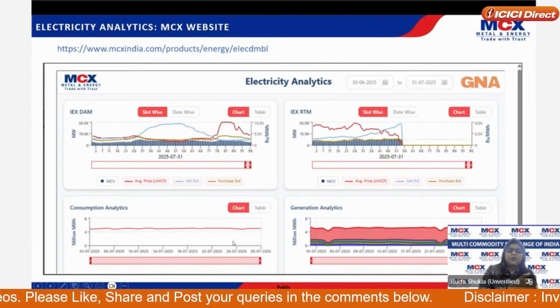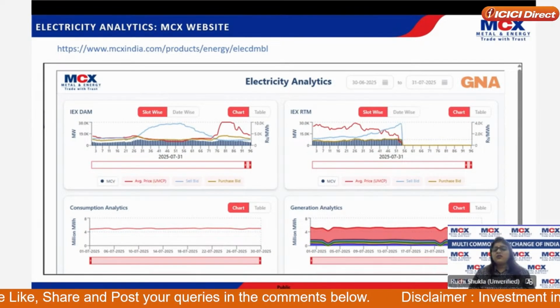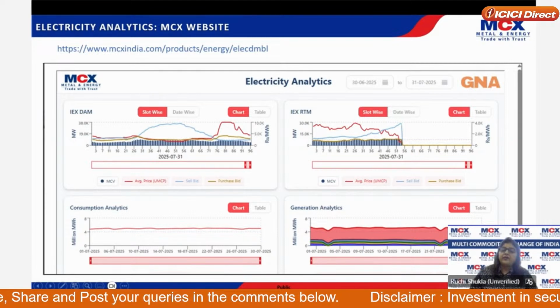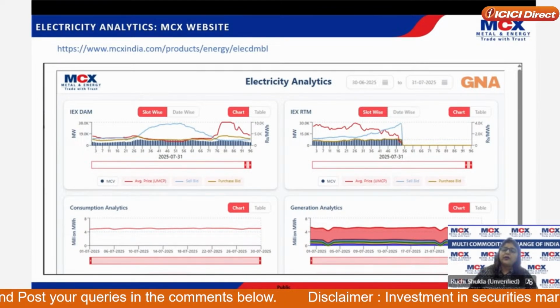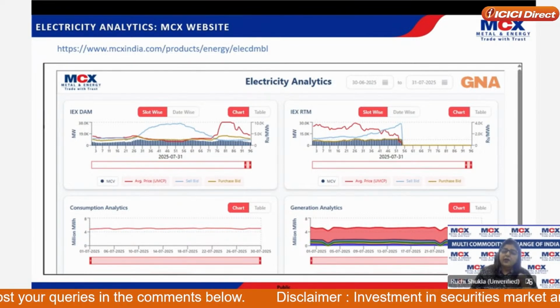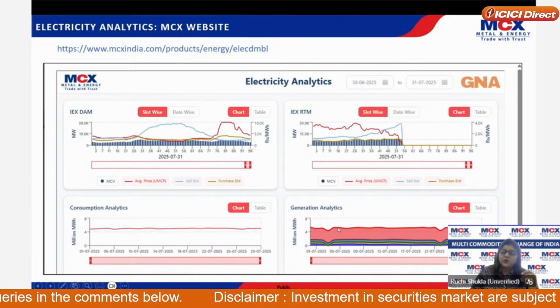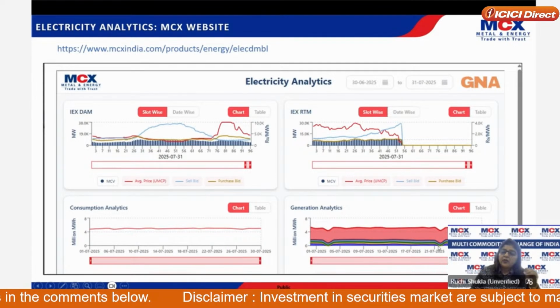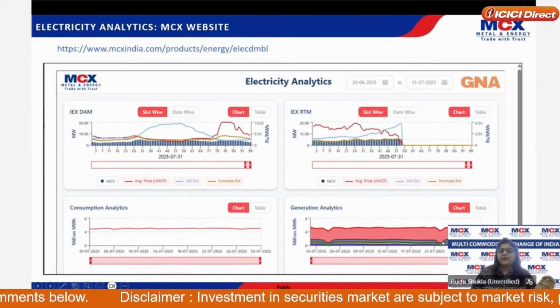Then you have demand and supply. So consumption, what the consumption has been on a daily basis, and then how this is being supplied through different sources of power: thermal, hydro, solar, nuclear. All that, and how much variation we see. If you observe in this chart, there are different times when the dips are visible, and on these dips, if you go back and check the prices, these definitely impact the prices.